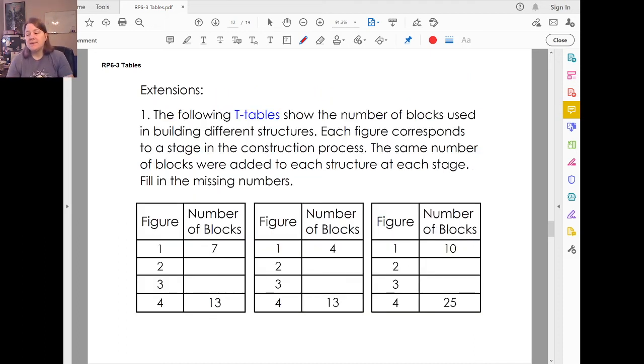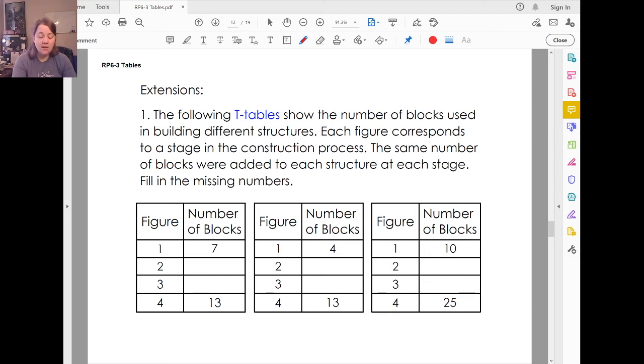So we're going to look at some extensions now, if you're ready. The following T-tables show the number of blocks used in different structures. Each figure corresponds to a stage in the construction process. The same number of blocks were added to each structure at each stage. Fill in the missing numbers. So, at stage 1, there were 7 blocks, and at stage 4, there were 13 blocks. What would be the gap between 7 and 13?